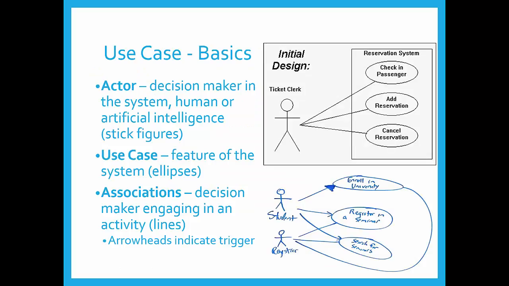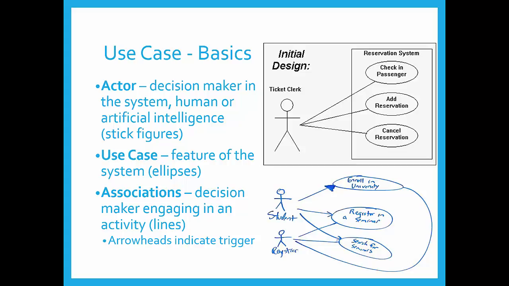The most basic elements of a use case diagram are the actor, the use case, and the association. Actors represent decision makers in the system and may be either human or artificial intelligence agents. In either case, actors are represented by stick figures. Use cases are the ellipses and represent actions the actor will take. These should always start with a verb and represent a high-level concept. It is important not to get too detailed with these, as that will clutter your diagram.